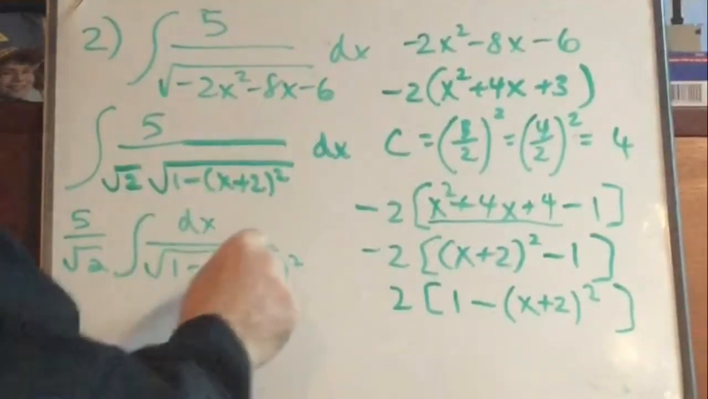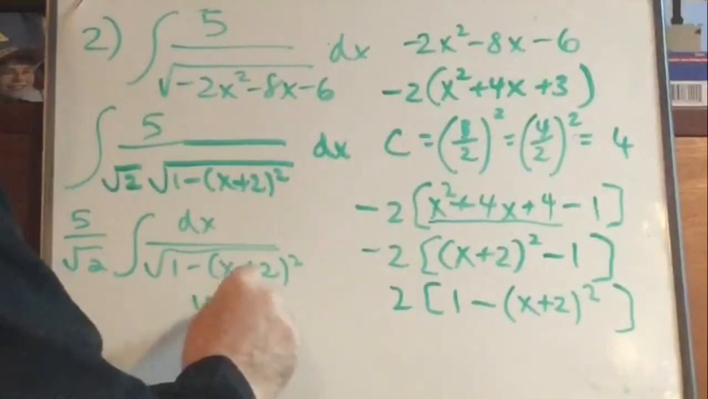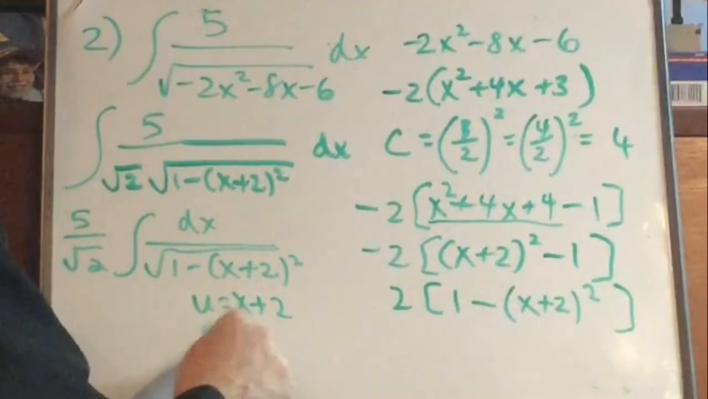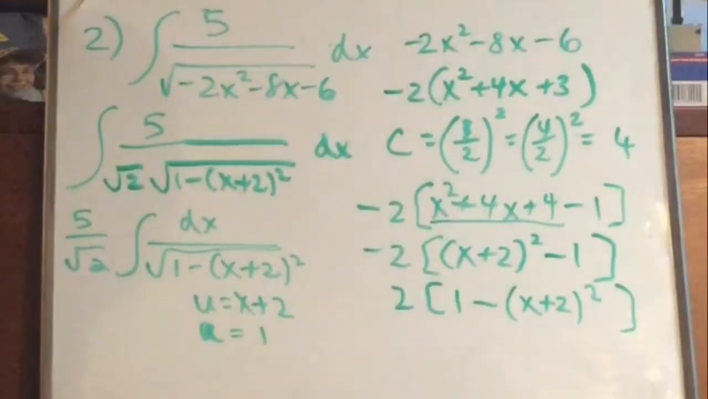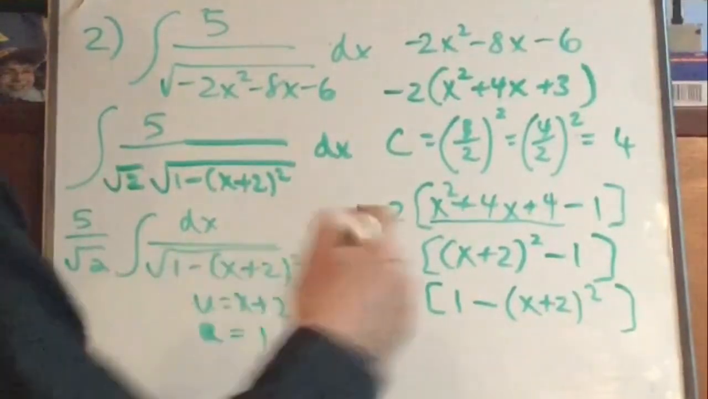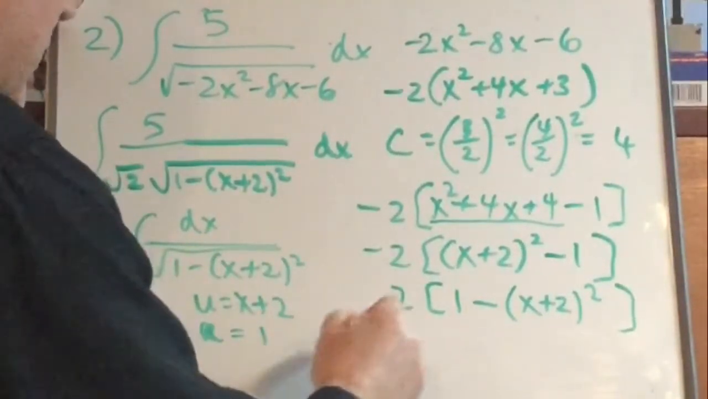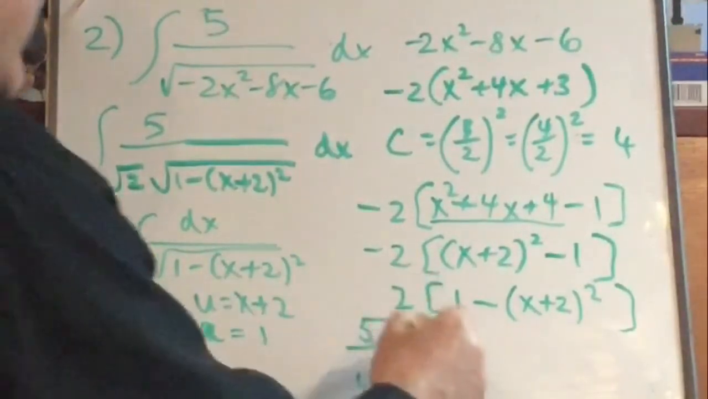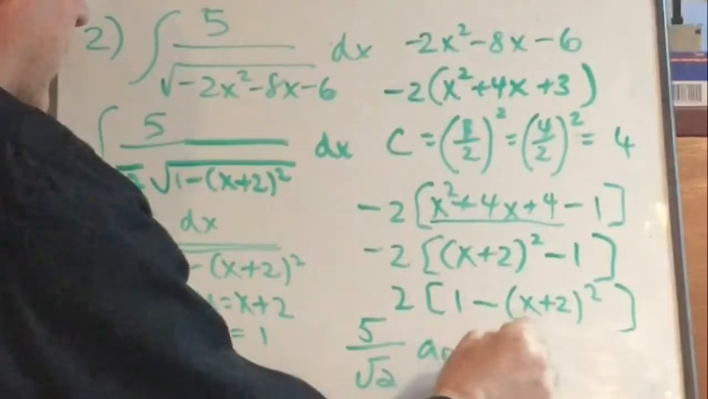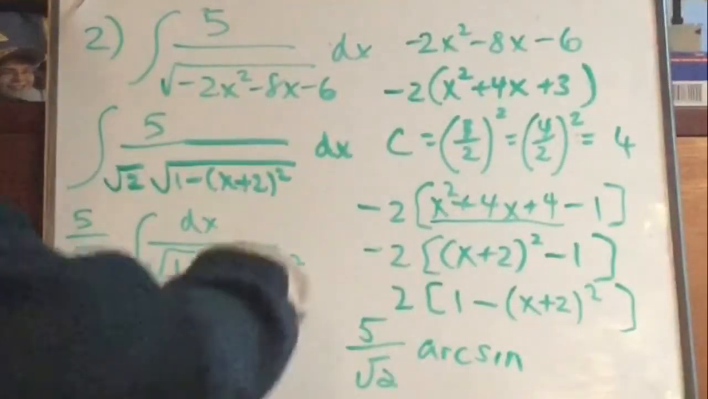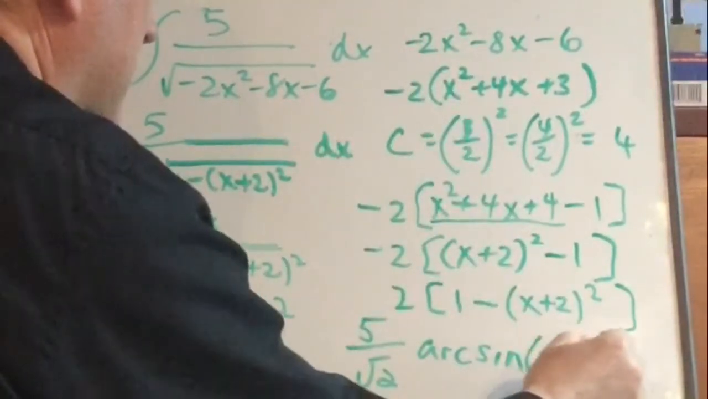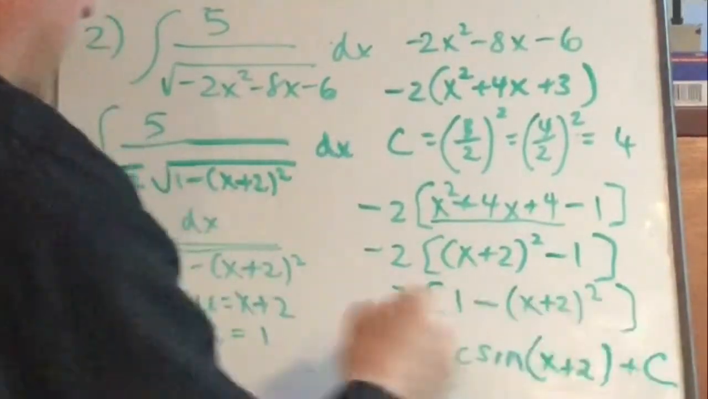My u value in this case would be x plus 2. My a value would be what I would square to get 1, which is 1. So the final answer to the problem will be the 5 over root 2 that we had originally. And then this will be the arc sine case. So we put arc sine of u over a. U is x plus 2, a is 1, so that'll just be x plus 2 plus c.